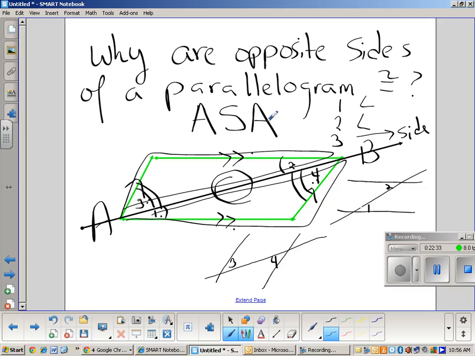Now, as you correctly said, by CPCTC, I can say that all corresponding parts are congruent. So that's why I can say this side is congruent to this side, and this side is congruent to this side. Now, I wanted to explain that to you, okay? You could do this mechanically without ever knowing why, but it's important to draw all that together.